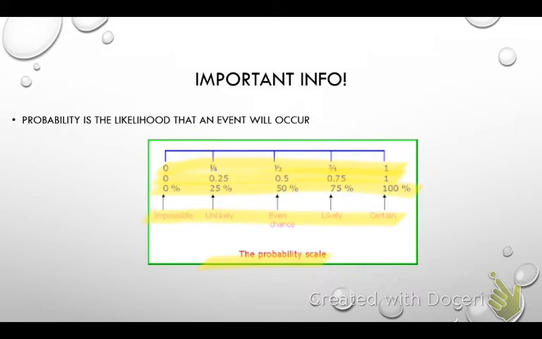Impossible is 0. Unlikely is 25%. Even chance is 50%. Likely is 75%. And certain is 100%. Your book gives a slightly different variation to that. It's not that I'm going to count off, but if I'm not sure which percentage you're trying to describe, then I can't give you credit for it. So let's try to all use the same terminology.